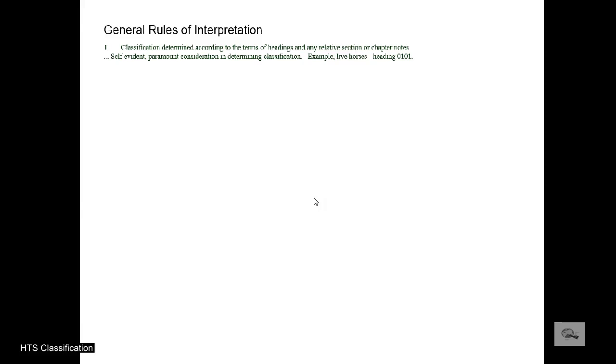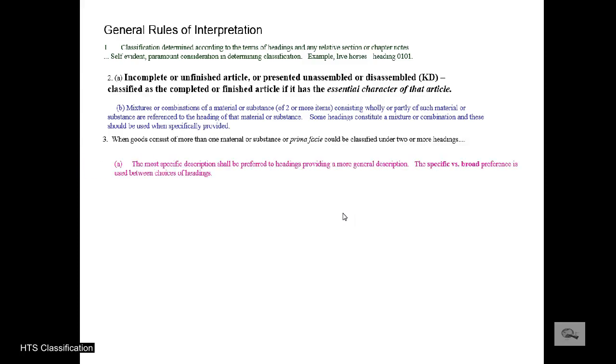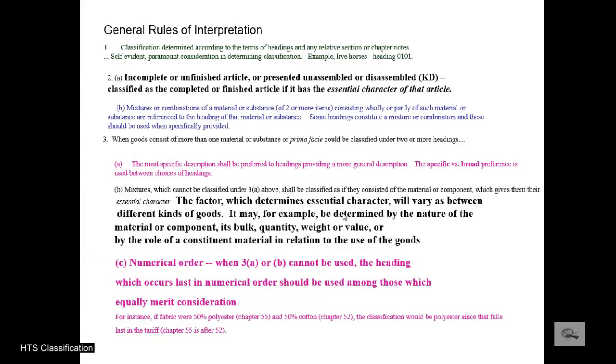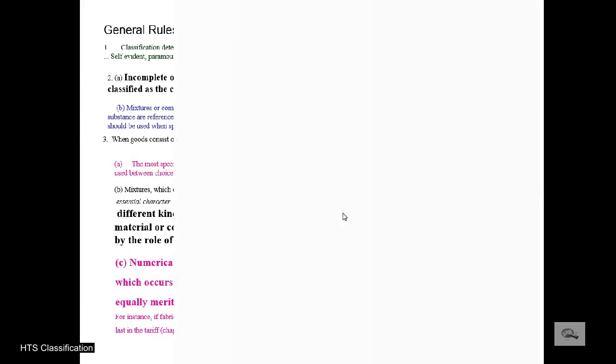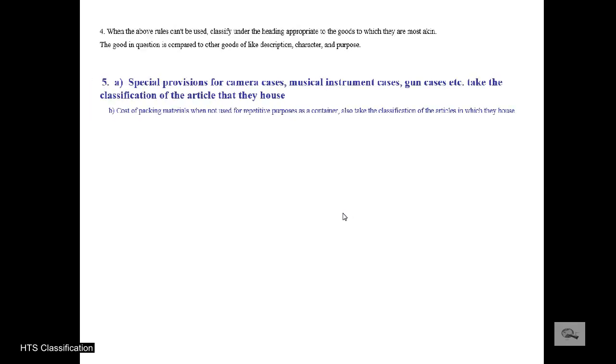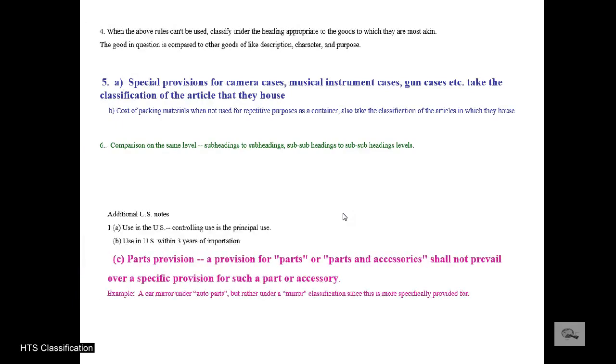The idea is if GRI 1 doesn't apply, move to GRI 2. If GRI 2 doesn't apply, move to 3, and so on. Note there's a 3A, 3B, 3C, a 4, 5, 6, and additional notes.